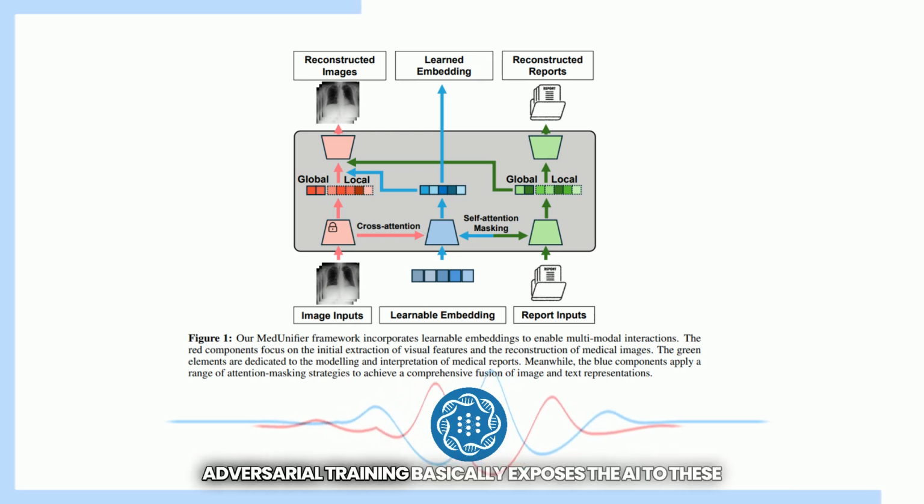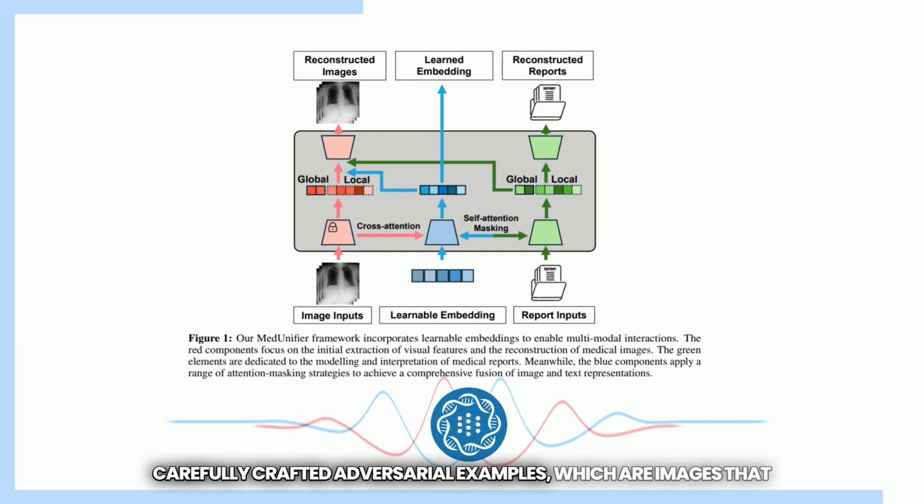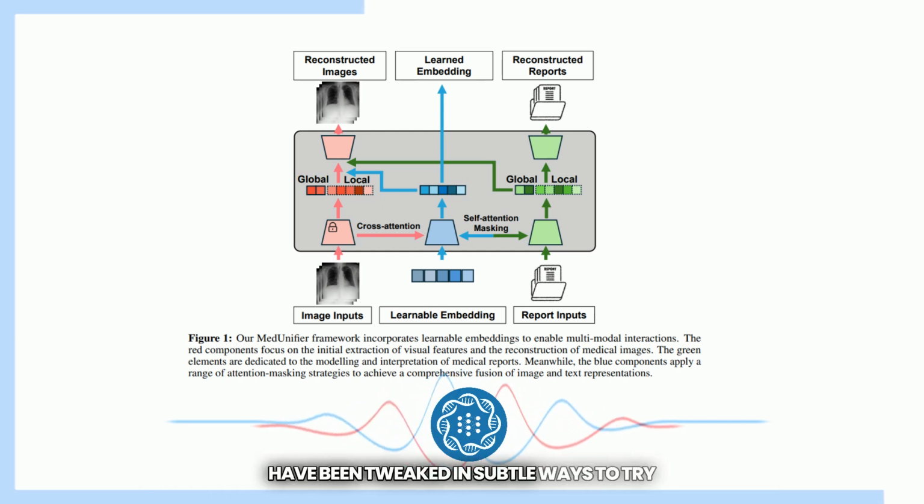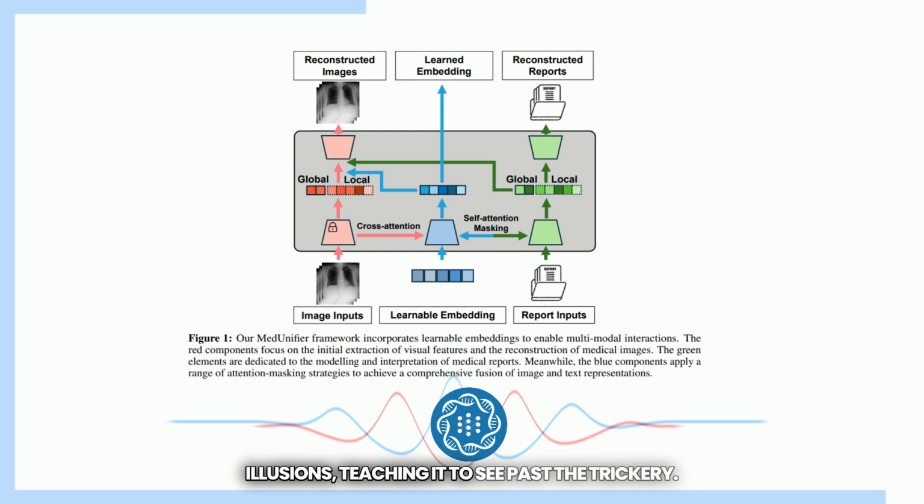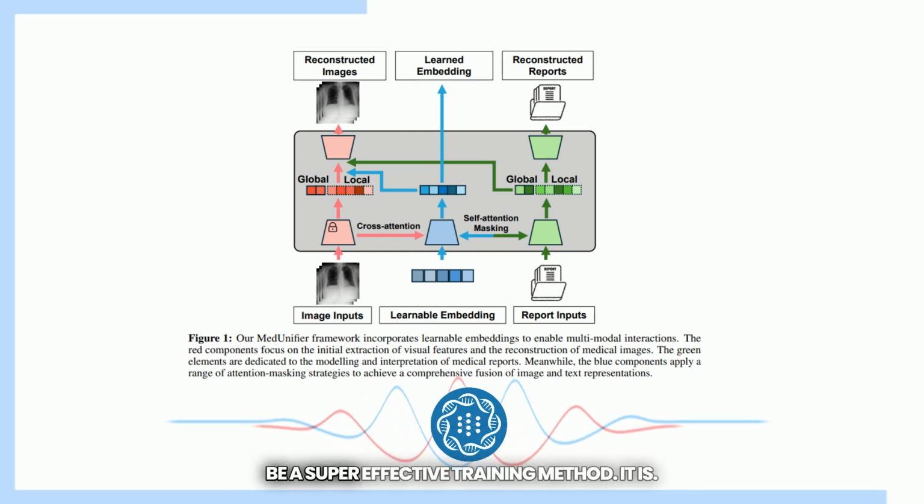Exactly. Adversarial training basically exposes the AI to these carefully crafted adversarial examples, which are images that have been tweaked in subtle ways to try and make the AI mess up. It's like showing the AI a bunch of optical illusions, teaching it to see past the trickery. I can see how that would be a super effective training method.